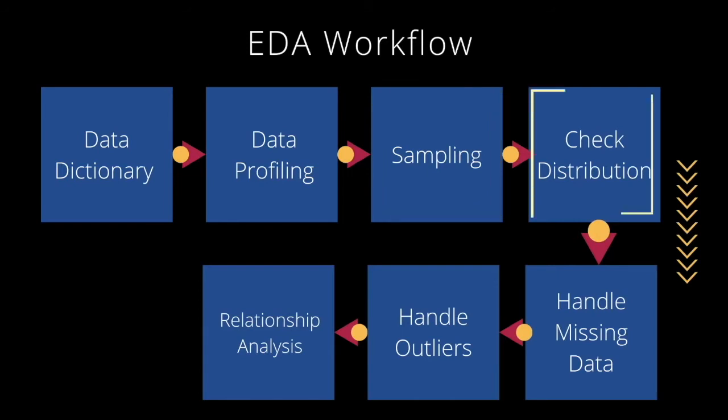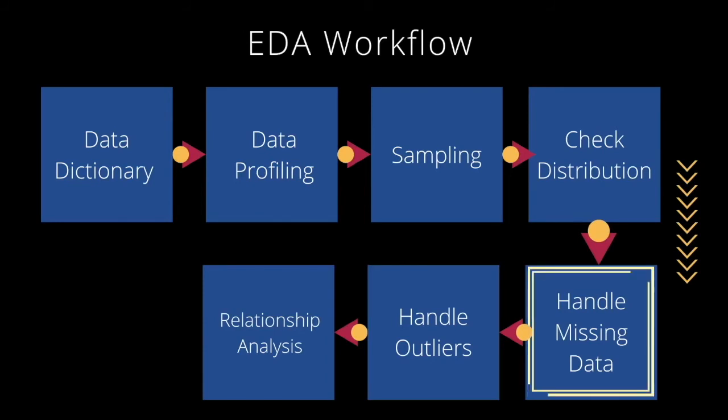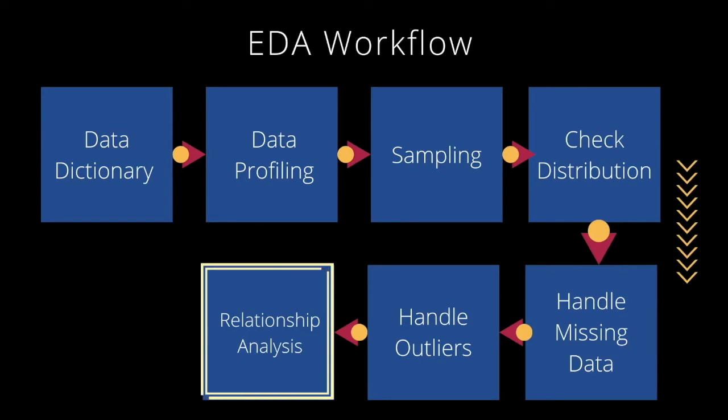In the fourth component, we go about checking the distribution of our data set. This is also the time we will handle missing data and outliers. Finally, we can explore the relationships between the features in our data set, and we conduct univariate analysis, bivariate analysis, or multivariate analysis, depending on the data set we are dealing with.